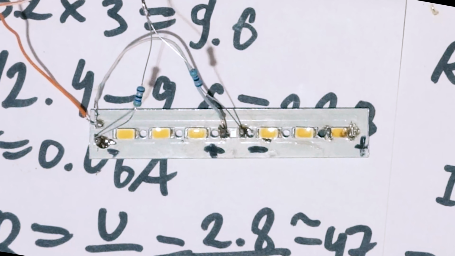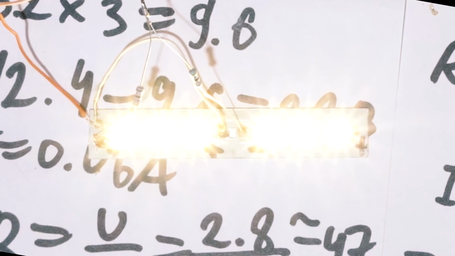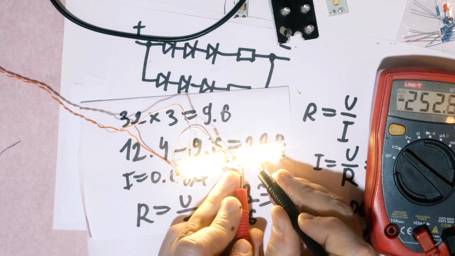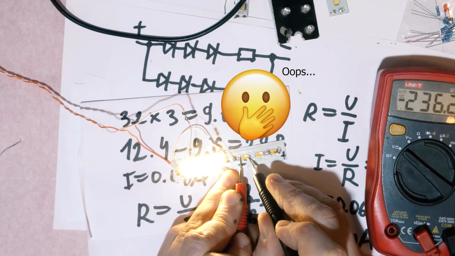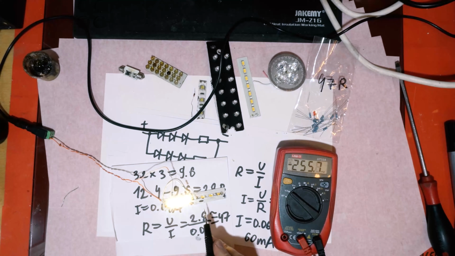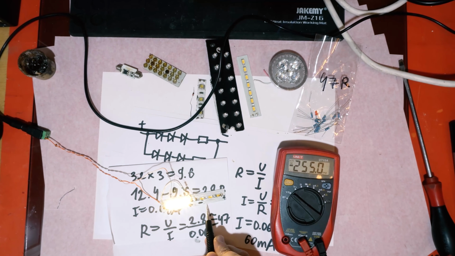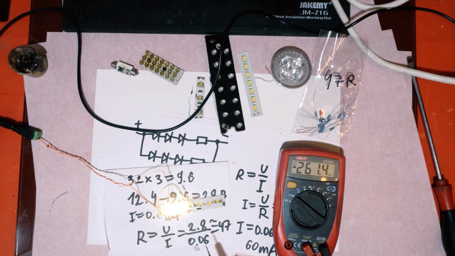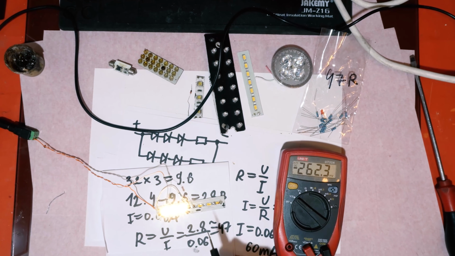Power on. Looks like it works. Let us measure voltage on the LEDs. Oops. I think I shorted something with the probe and toasted an LED. As they are connected in series, one dead LED is enough to cut power to the entire serial circuit. Doesn't matter, you get the idea.